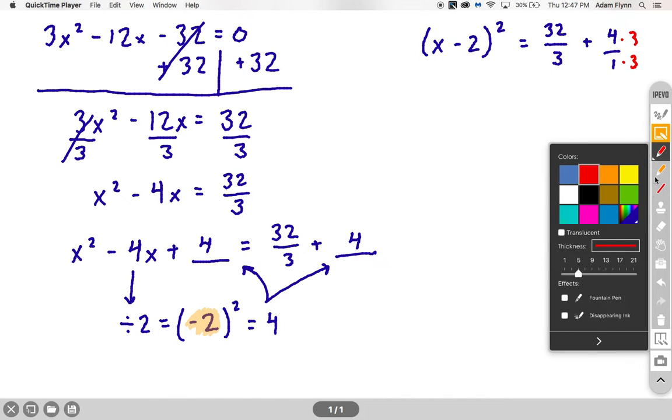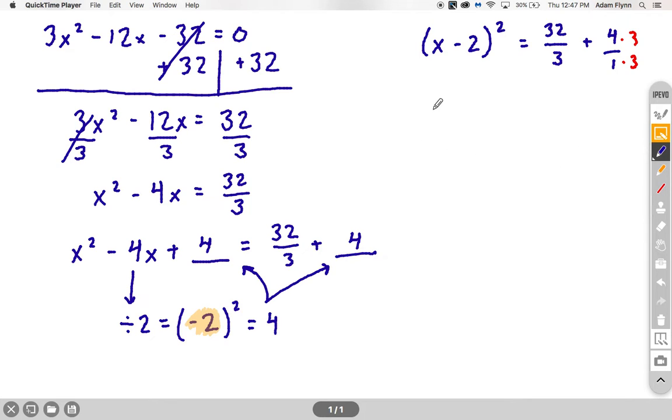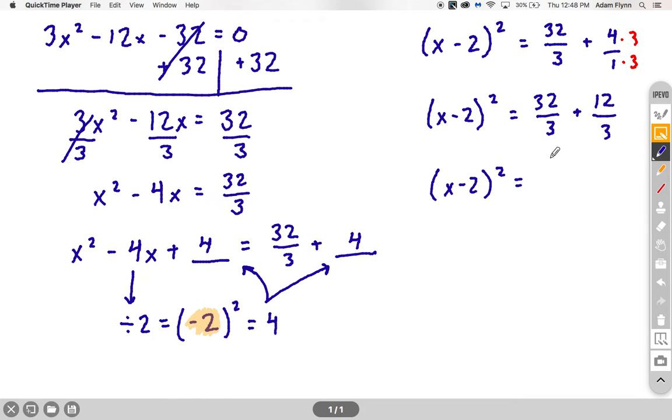So if I continue down with my process here, I've got x minus 2 squared equals 32 over 3 plus 4 times 3 is 12 over 1 times 3 is 3. So continuing down with this process, I end up getting x minus 2 to the second power equals, I'm going to have a denominator of 3, and 32 plus 12 is going to be 44. Okay, so I don't think a lot of you had issues at this point.